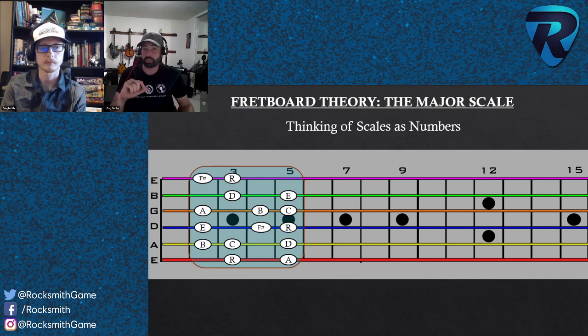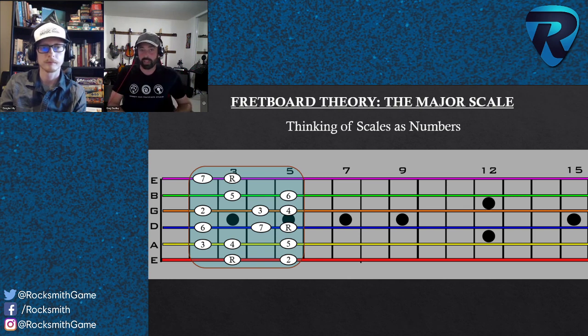Now, if you keep that process going, A is the second note of my scale, so I'm going to make that into the number 2. And B is my third note, so I'm going to change all my B's into 3s. You keep that process going, and now C becomes a 4, D becomes a 5, E becomes a 6, and the F sharp now becomes a 7. Now, the cool thing about looking at a scale this way is that it's not necessarily the key of G. It's just a scale with numbers.